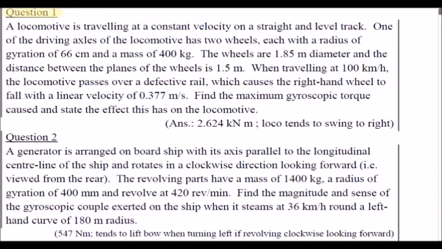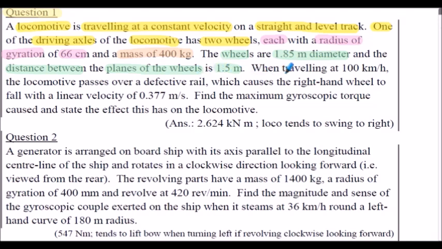Here's question 1. A locomotive is travelling at constant velocity on a straight and level track. One of the driving axles of the locomotive has 2 wheels, each with a radius of gyration of 66 centimeters and a mass of 400 kilograms. The wheels are 1.85 meters in diameter, and the distance between the planes of the wheels is 1.5 meters.